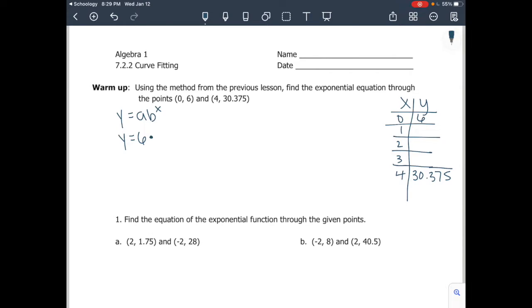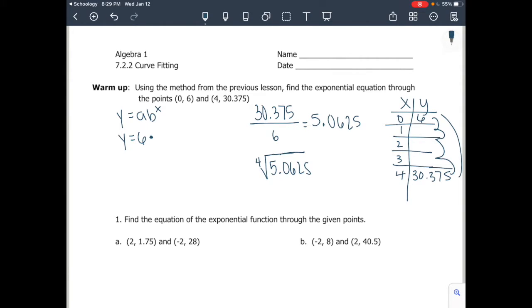So our starting amount is a, and we've got 6, and then b is the multiplier. So we're going to do 30.375 divided by 6 to figure out what that whole hop is. So 5.0625, and then we are going 1, 2, 3, 4. So we're going to take the fourth root of that. 5.0625. The fourth root of that is going to be 1.5. So our multiplier is 1.5, and then to the x power.